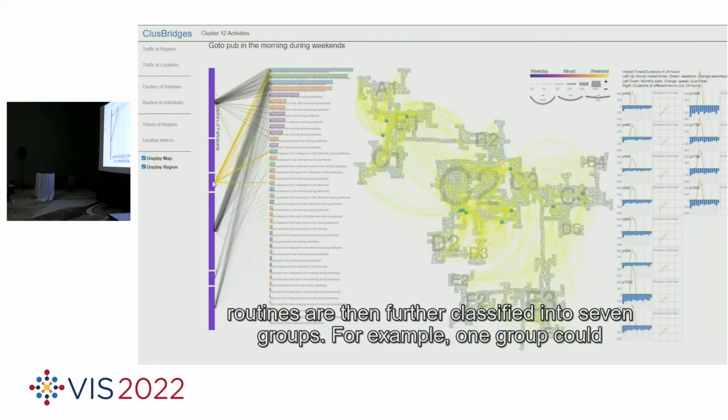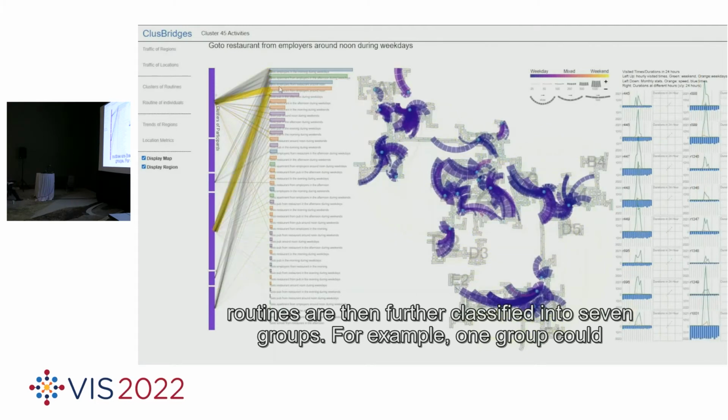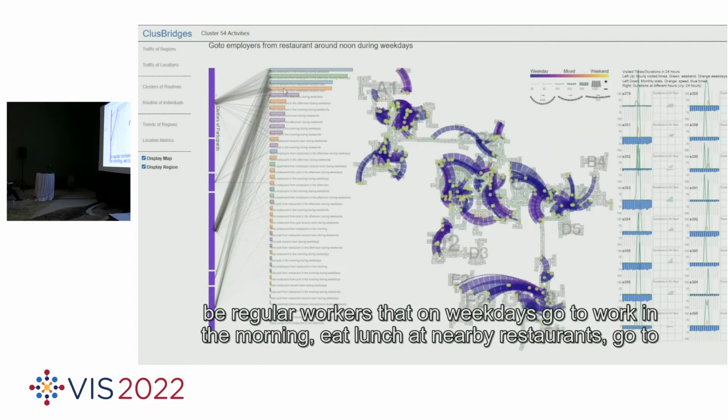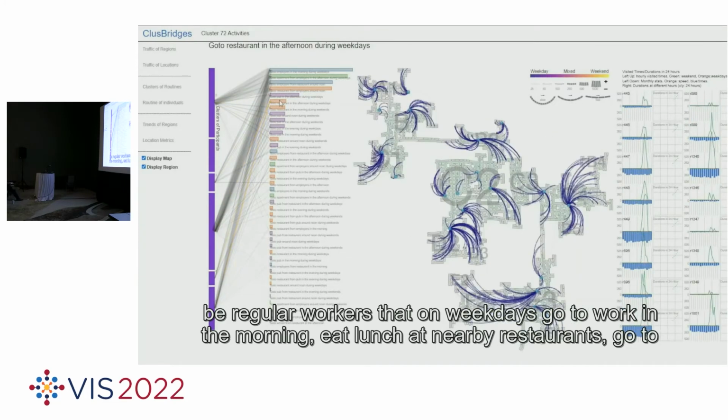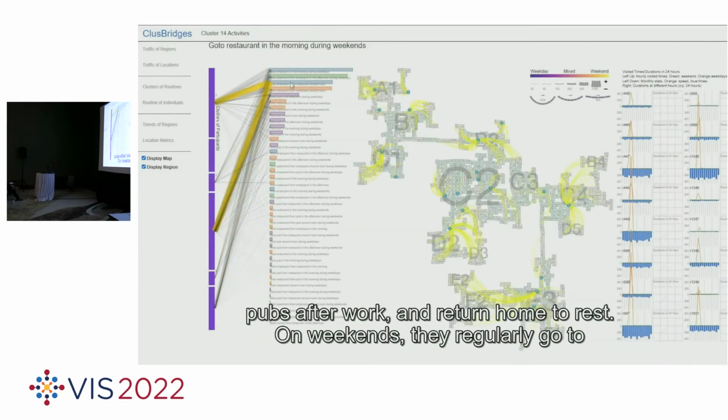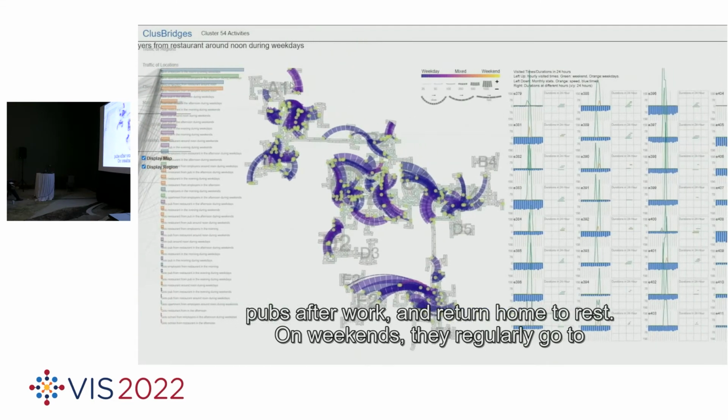Participants with similar life routines are then further classified into 7 groups. For example, one group could be regular workers that on weekdays go to work in the morning, eat lunch at nearby restaurants, go to pubs after work, and return home to rest. On weekends, they regularly go to pubs.